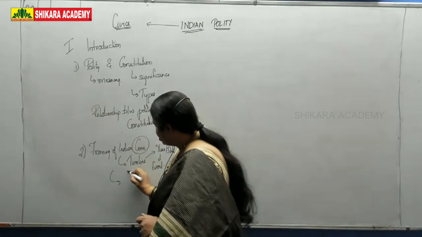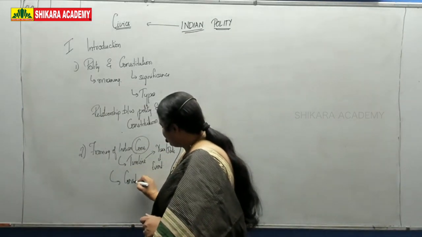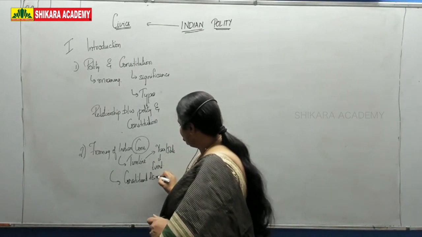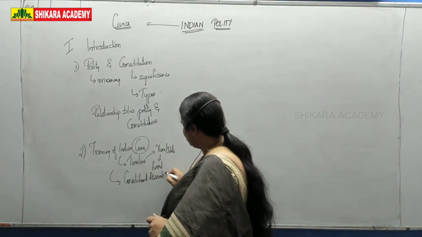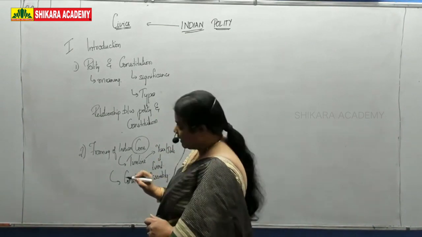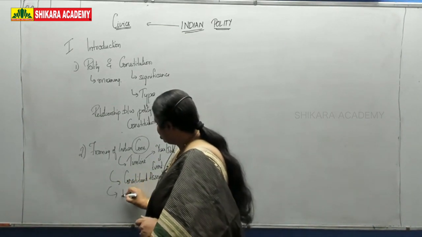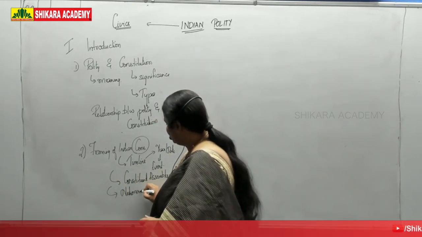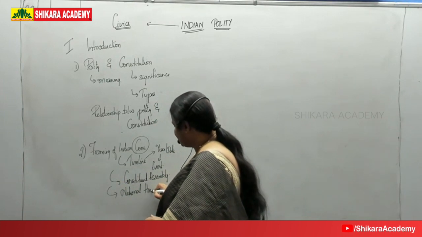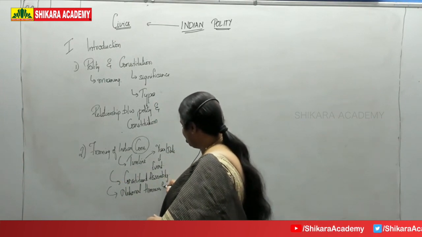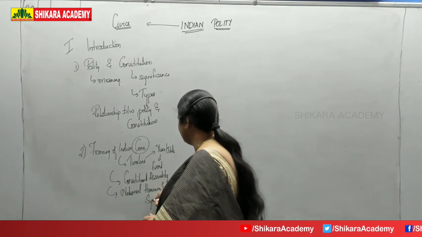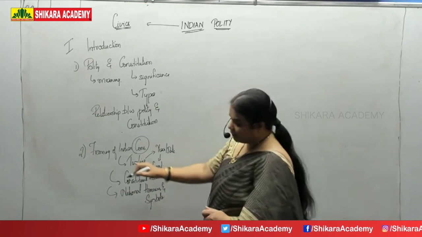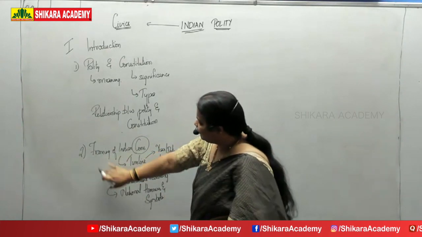Then we have to discuss the body which framed our constitution, which is called the Constituent Assembly. Then towards the end, I am also going to discuss the national honors and symbols like the national anthem, the national song, the flag, the emblem, the calendar of India. So these things will come under the last part. This is framing of the constitution.